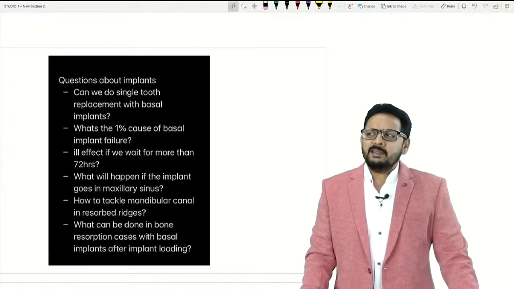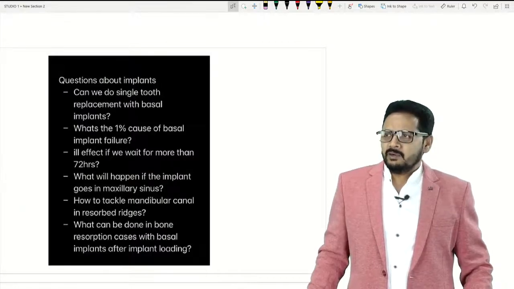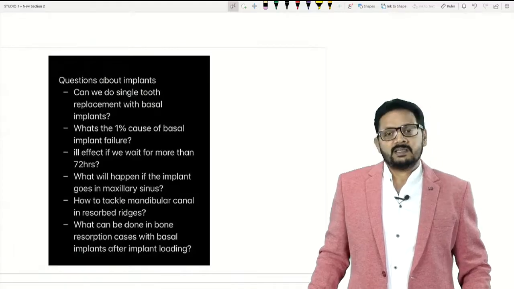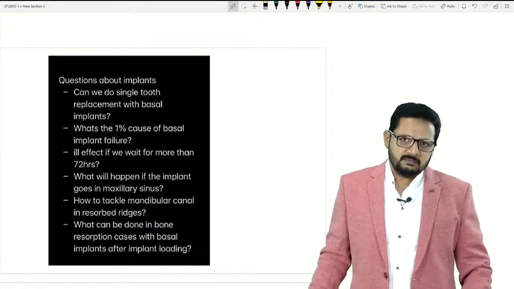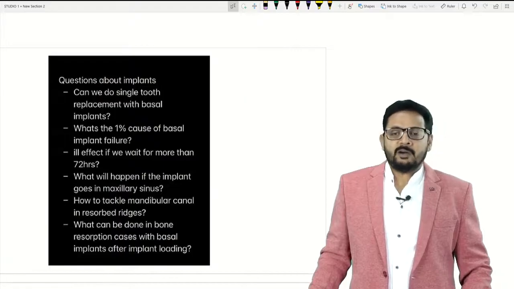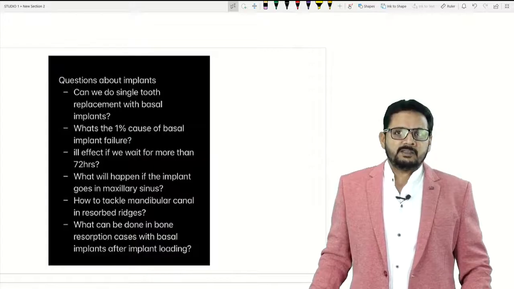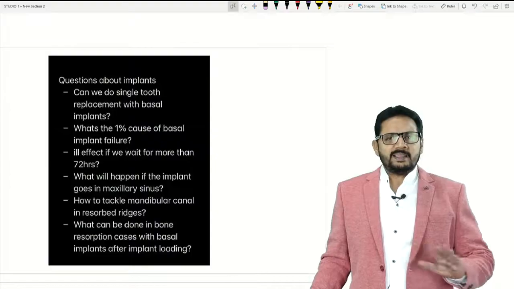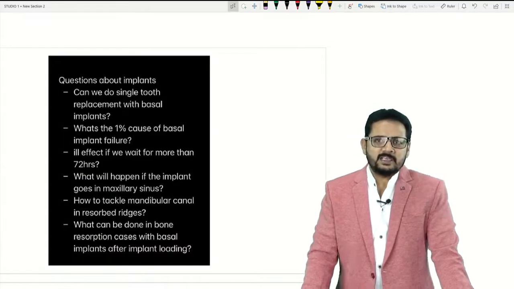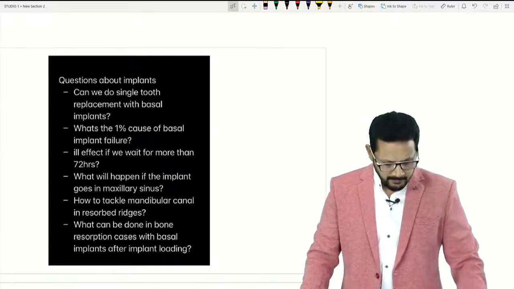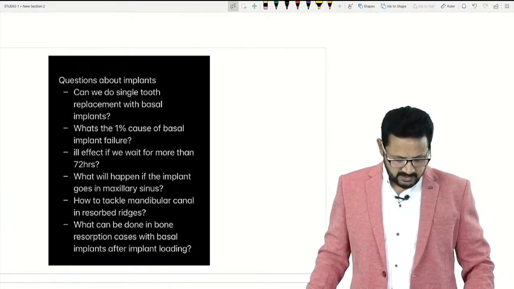So most of the time, the chances of failure are restricted to the person who is performing the surgery, whoever is placing the implant. If you don't achieve a proper torque, then that implant is going to fail. So in most cases, the 1% failure rate will depend upon the clinician who is performing the implant surgery. Okay? Now, the next question: ill effect if you wait for more than 72 hours.